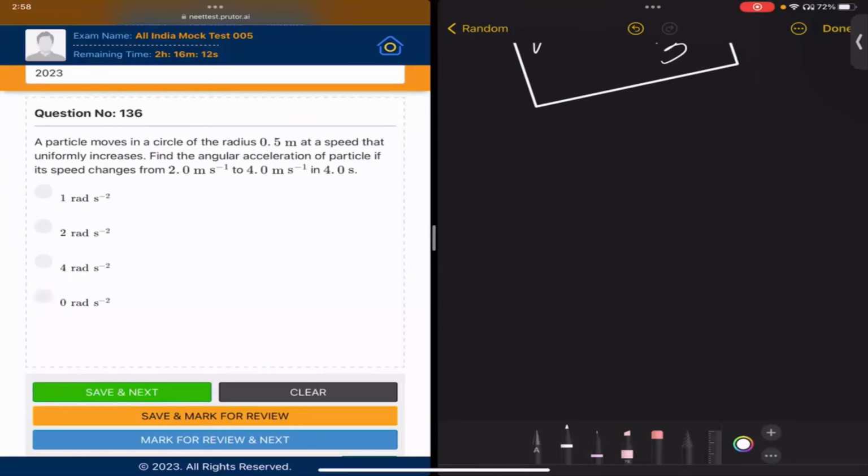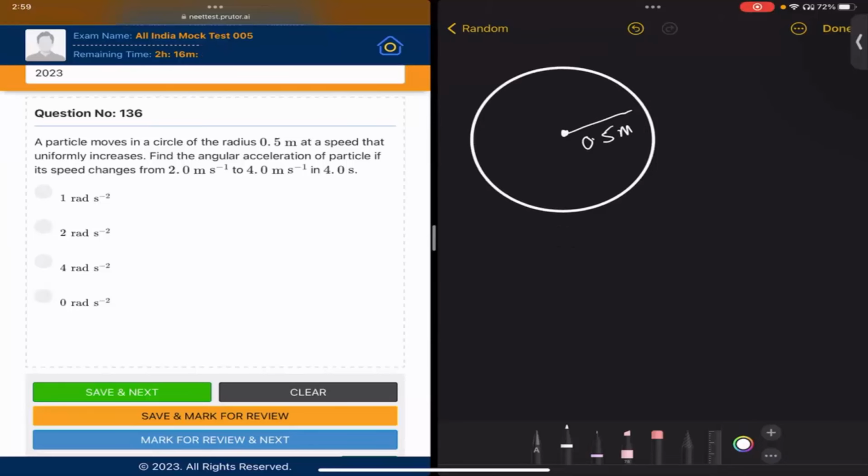A particle moves in a circle of radius 0.5 meter, okay, at a speed that uniformly increases. Find the angular acceleration of the particle if its speed changes from 2 to 4 in 4 seconds.